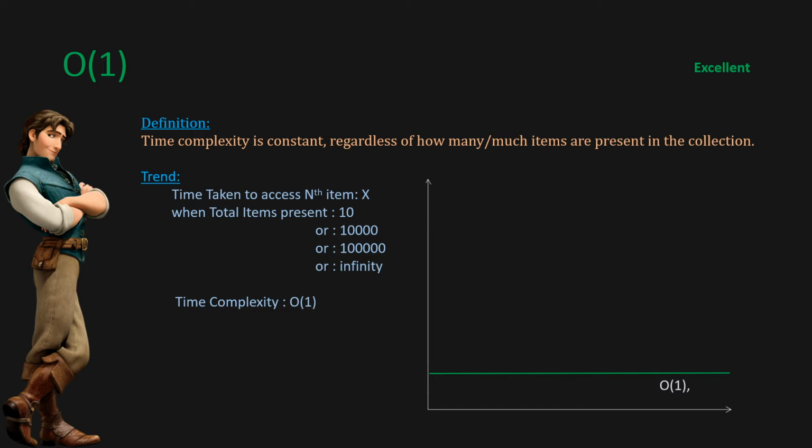Consider the trend. Say the time taken to access one item is x. When the total number of items present is 10, the time taken to access a single item shall be constant, that is x itself. Or if there are 1000 items present, then also the time taken to access one of the 1000 items is x. Such a trend is represented as time complexity of O of 1.